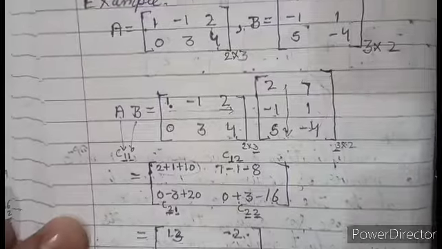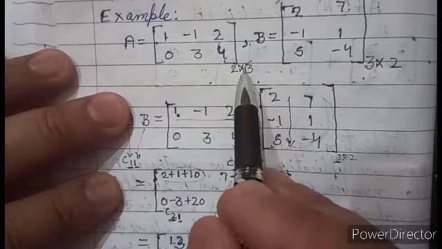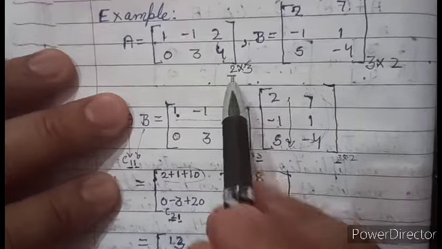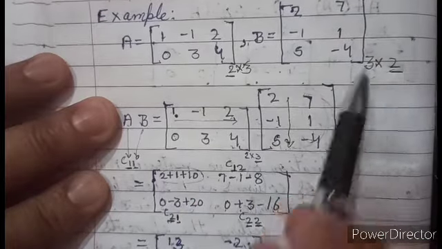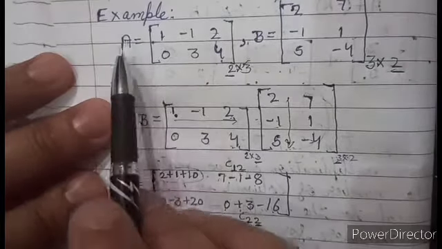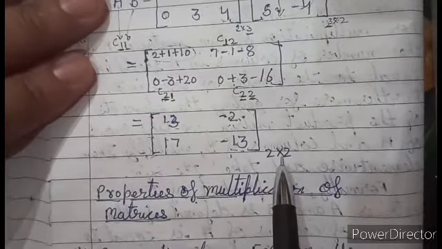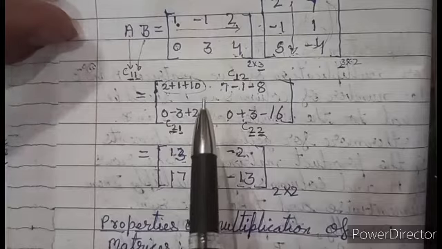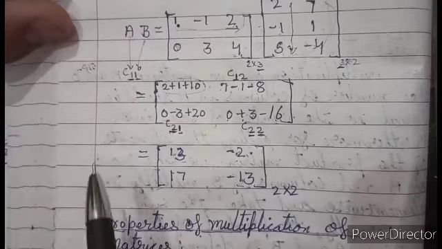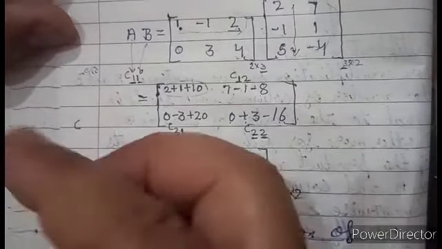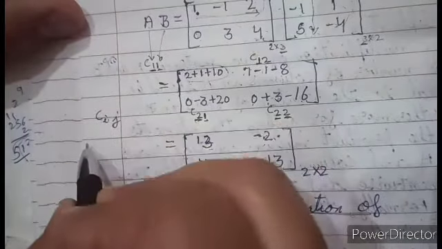Now, as we see here, the number of rows of matrix A is equal to 2, and the number of columns of matrix B is equal to 2. That means the product AB will be of order 2 by 2. In multiplication, we should always keep in mind that the rows of the first matrix are multiplied with the columns of the second matrix.